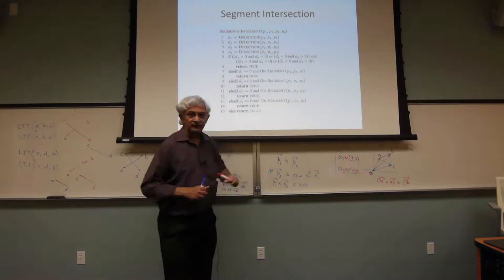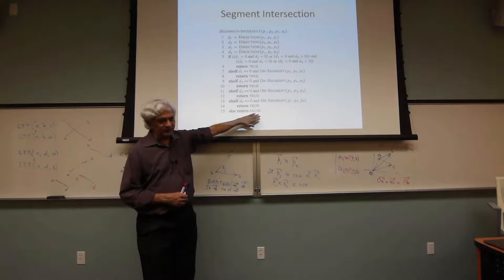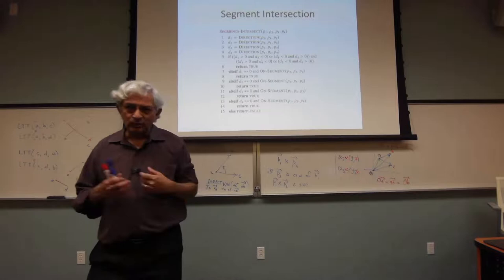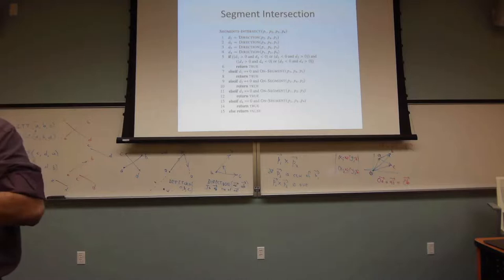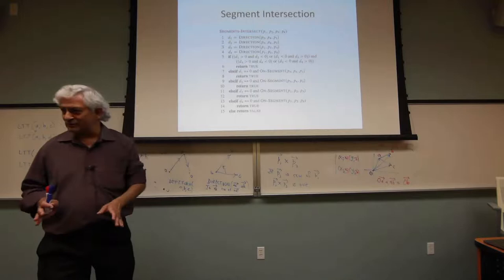How will they not? Well, you also know that otherwise it's not going to intersect. There are some odd cases. The odd cases are when you have collinearity. Now the collinearity gets messy because it's possible that one of the endpoints of the other line is on the first line, or maybe both of them are on the same line, or maybe both of them are parallel. So all sorts of annoying things happen, and that's what this takes care of.